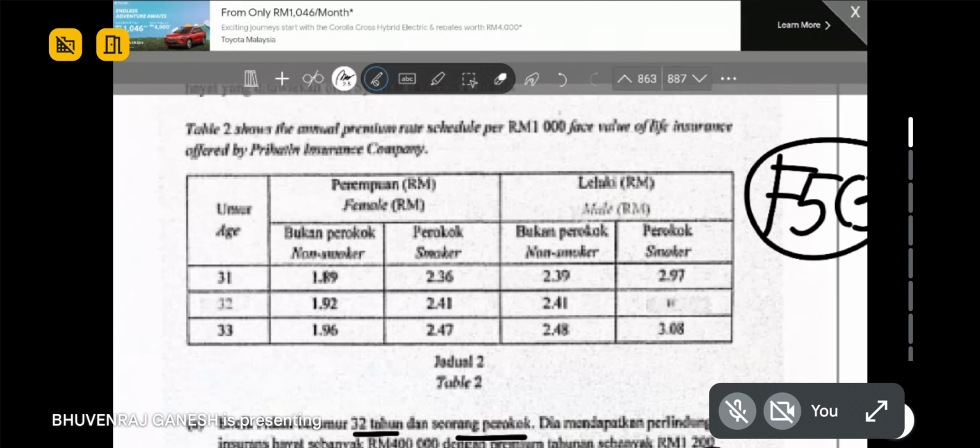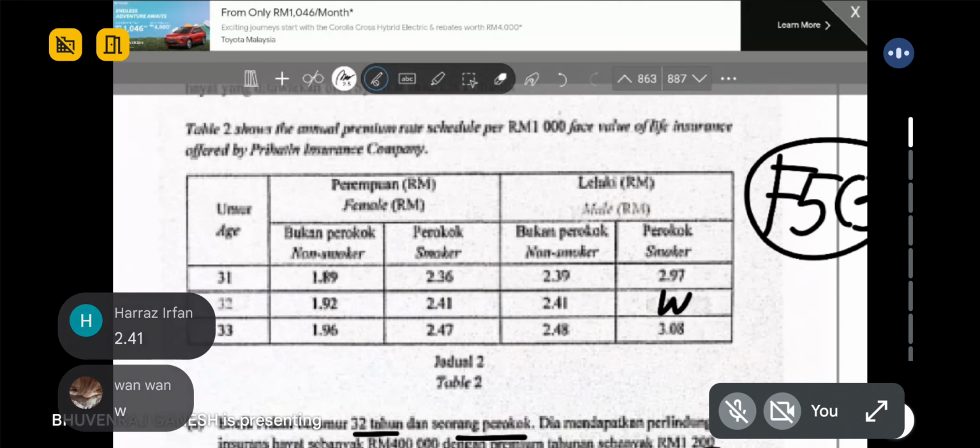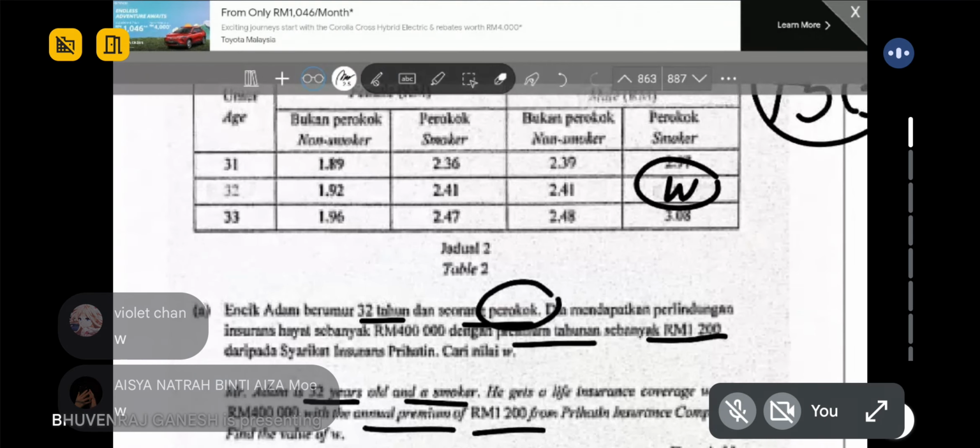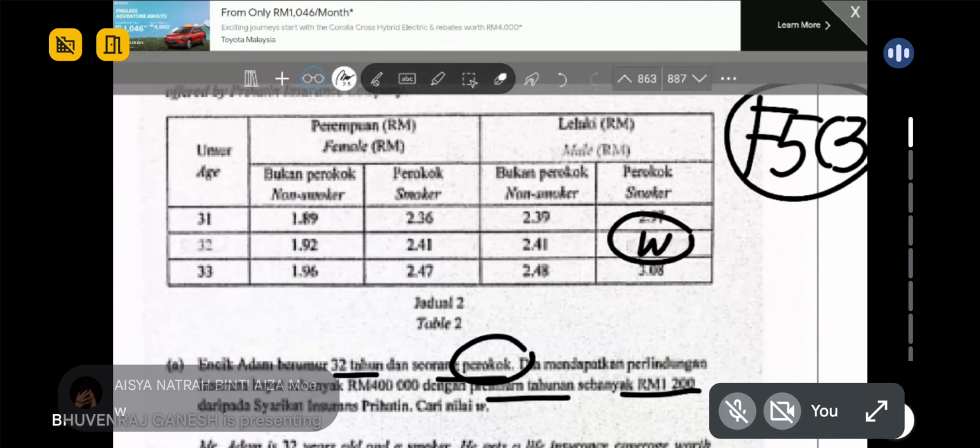Mr. Adam. This one is a W, by the way. So what is the value, guys? Yeah, the value is W. Guys, smoker. Okay, see carefully, the question tells smoker. Okay, so you must refer to the W value.